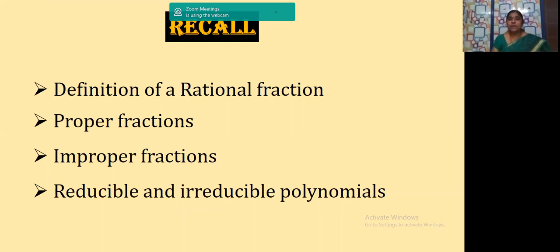A rational fraction is nothing but a fraction f of x by g of x, where f of x should be a non-zero polynomial and g of x is also a non-zero polynomial. It is a rational fraction. A rational fraction is divided into two kinds: proper fractions and improper fractions. So what are proper fractions? In f of x by g of x, if the degree of numerator is less than the degree of denominator, it is called a proper fraction. And improper fraction means what? If the degree of numerator is greater than the degree of denominator, then it is called an improper fraction.